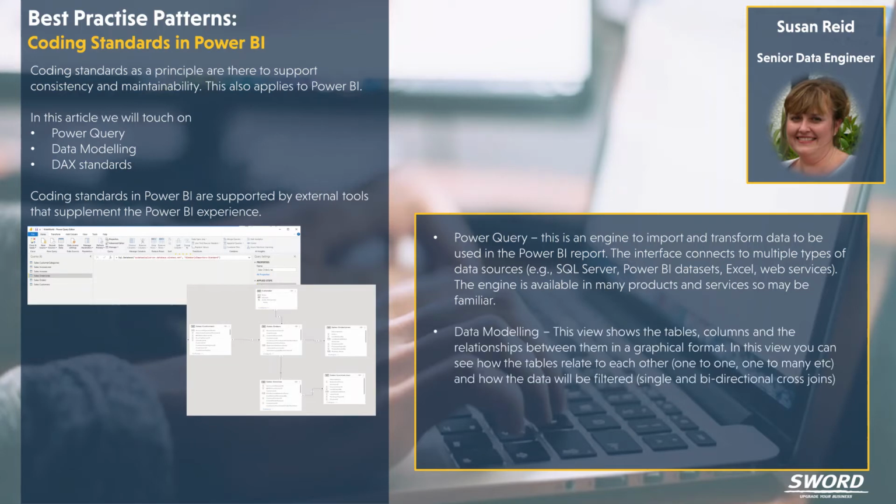Data modeling. This view shows the tables, columns, and the relationships between them in a graphical format. In this view, you can see how the tables relate to each other, one-to-one, one-to-many, etc., and how the data will be filtered, single and bidirectional cross-joins.